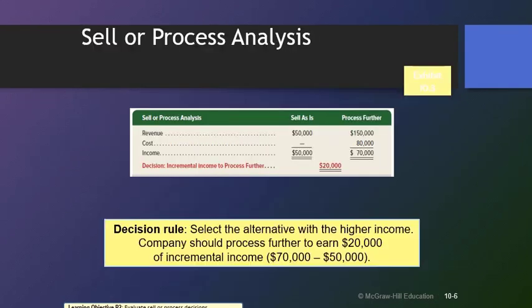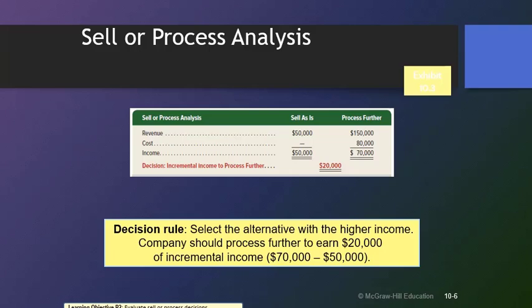So now we're going to look at a sell or process further decision. This happens when a company has a product that they can either sell at a certain point, or they can continue doing more to it, adding additional value, and then sell it for more, depending on what kind of features they add to it. Similar to the last one, we're going to look at how revenues change, how costs change, and how that ultimately affects income.